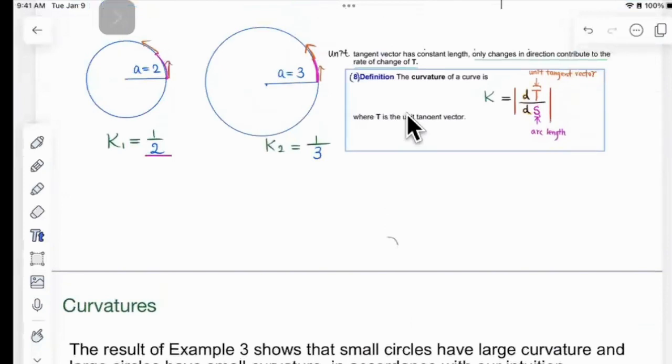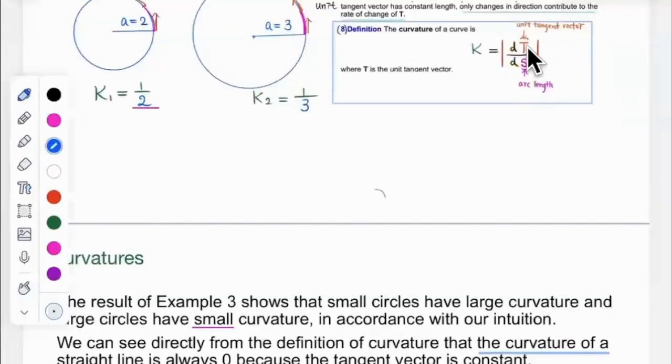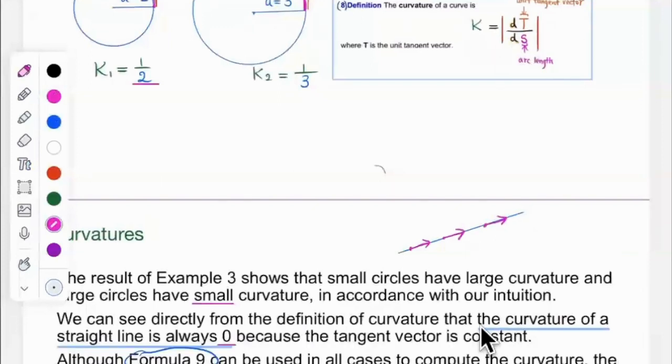So what's the definition of curvature? This is the definition of curvature. We see that from this definition, the curvature of a straight line is always 0. Why? Because the unit tangent vector doesn't change direction along a straight line. So imagine if you have a straight line over here, then the unit tangent vector doesn't change direction. So the rate of change of the unit tangent vector with respect to the arc length is going to be 0. So the curvature of a straight line is always 0.